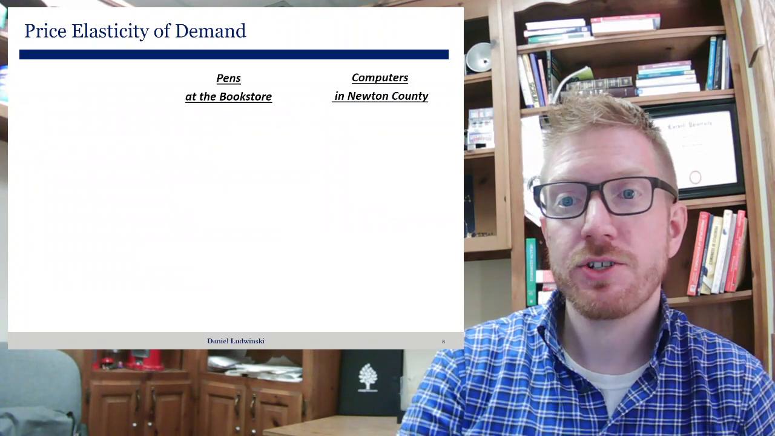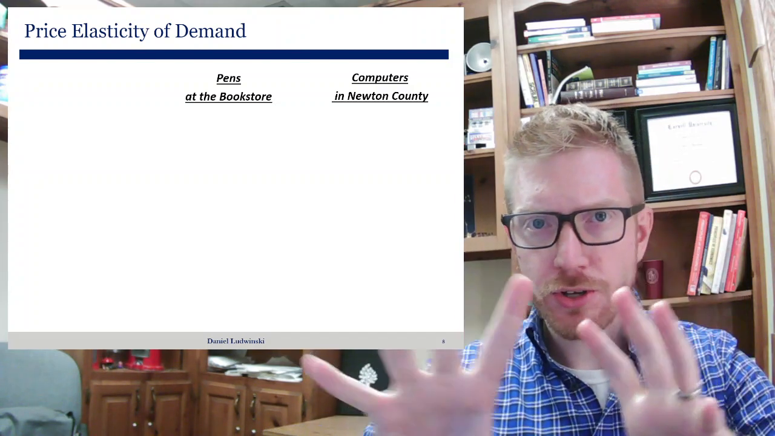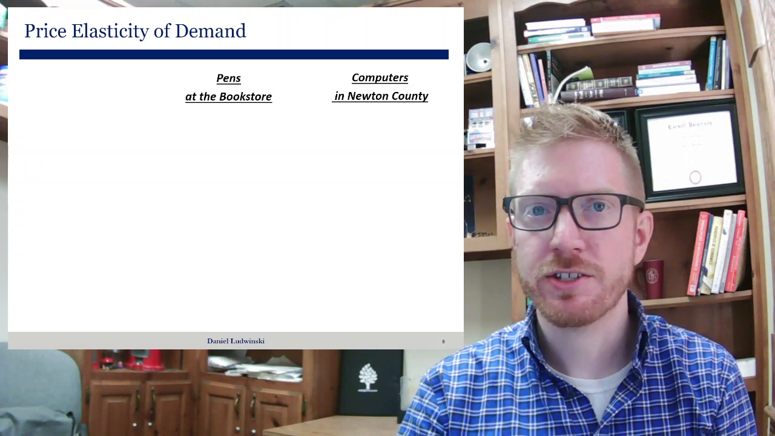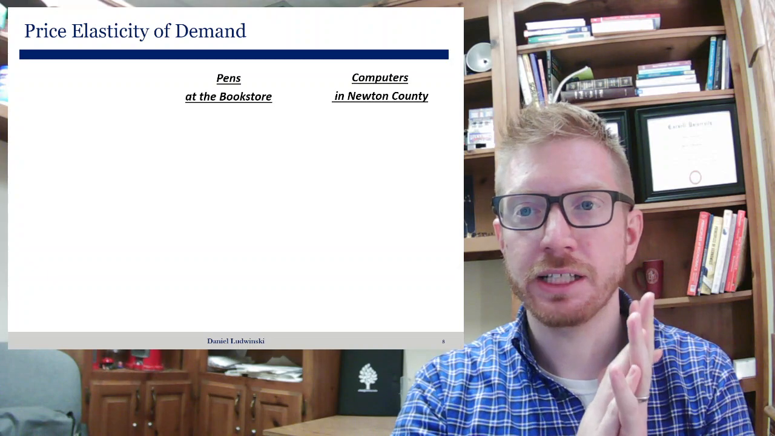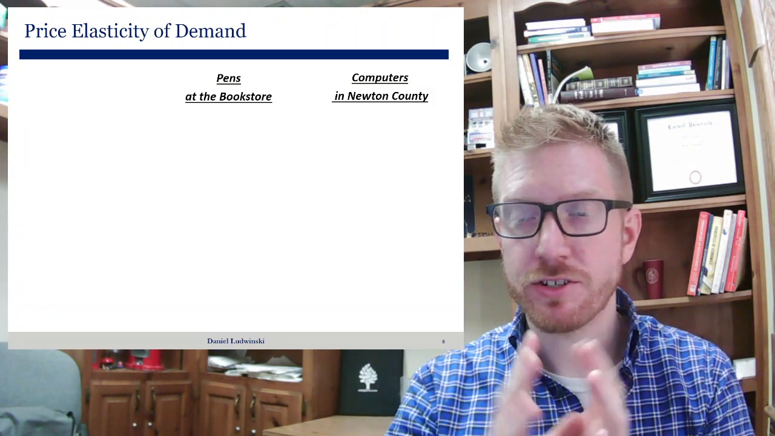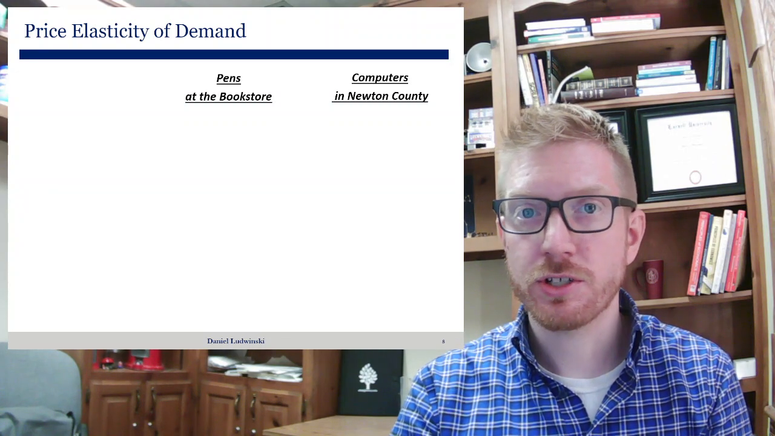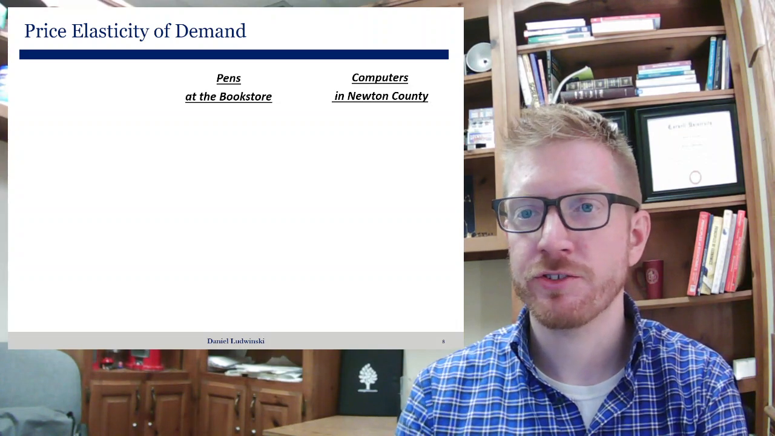All right, let's do the calculation here and show you how it gives us an idea of making a comparison between pens at the bookstore and computers in Newton County, and gives us an idea of the differences in those goods that allows us to make a comparison between the responsiveness of those.